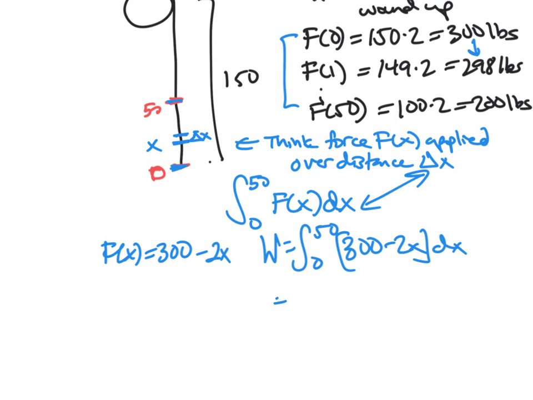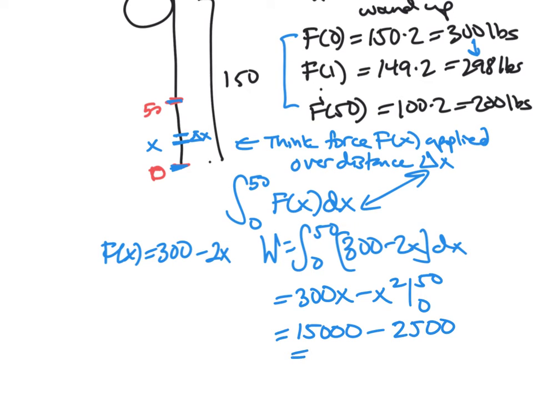And we can go ahead and solve this pretty fast. So this is 300x minus x squared from 0 to 50. And so we get 15,000, 300 times 50, minus 50 squared, which is 2,500. And thus we get 12,500.